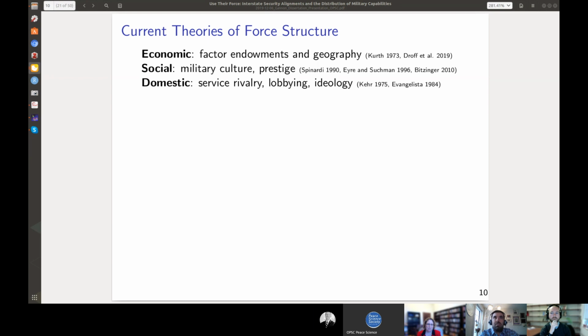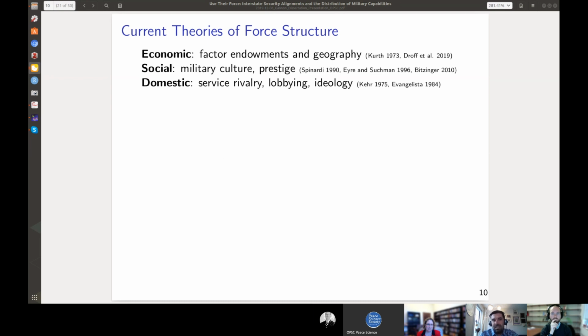If we look at social and domestic issues, then we know that things like military culture and prestige matter. It's, of course, more fun and sexy as a naval officer to be on an aircraft carrier as opposed to a patrol boat. We know that services often have rivalries with one another over the types of things they're trying to have. And while I think that these social and domestic explanations are certainly true, I don't know that they have a predictive capacity for explaining specialization.